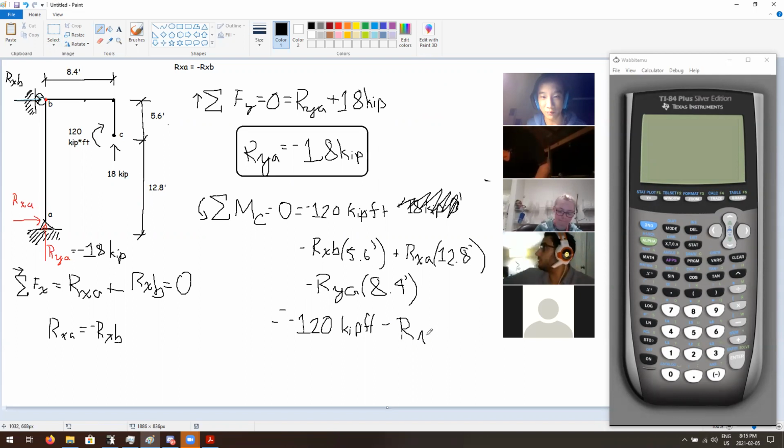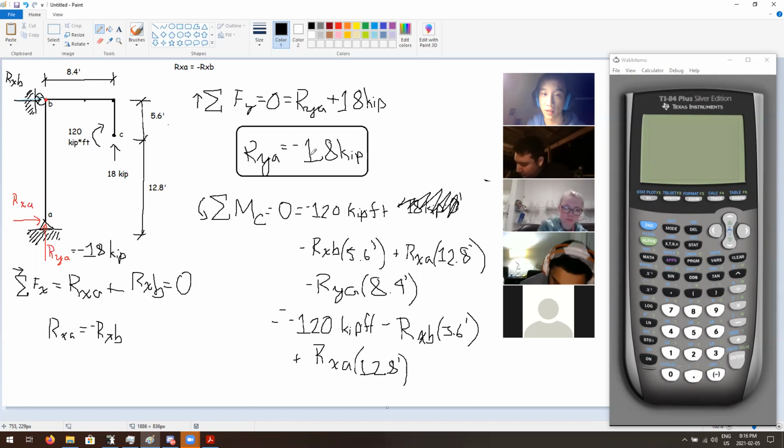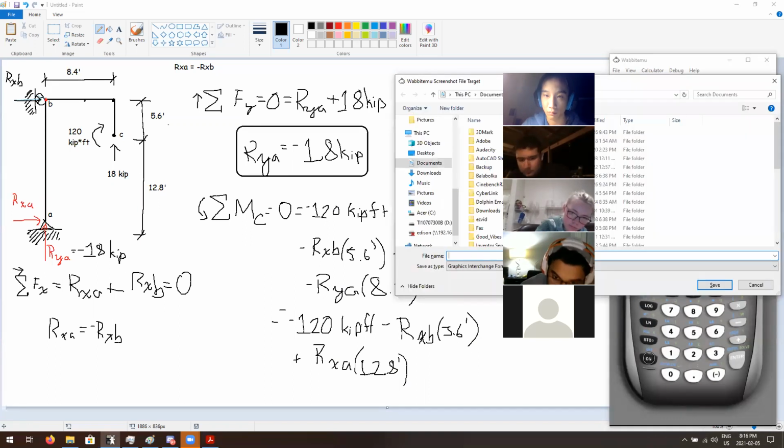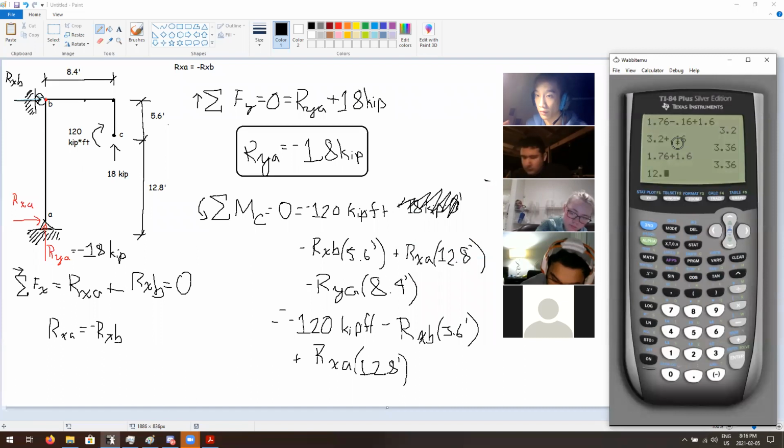All right. RXB minus RXB times 5.6 feet plus RX times 12.8 feet. And now we know RYA. It's negative 1.8 kips. So just grab our calculator. There's just 12 point, no. My bad. It's 8.4. Sorry.